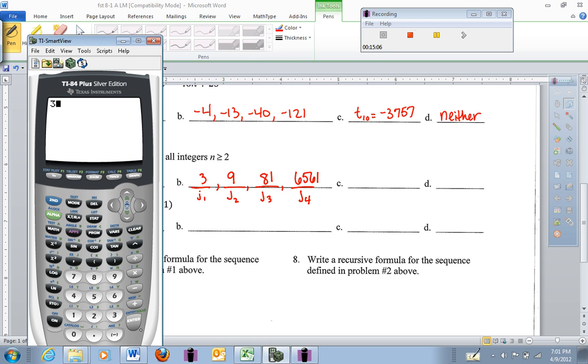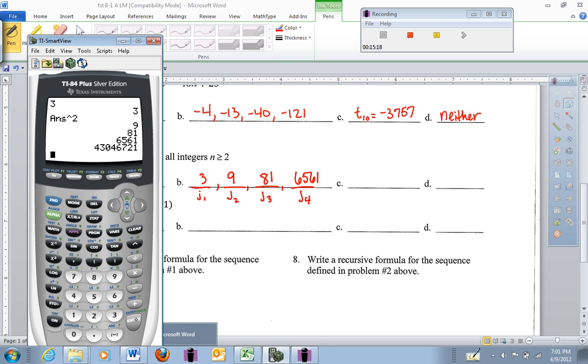Okay, I'm going to start with 3 and I'm going to hit enter. And then I want to take that answer and I want to square it. That's how I'm going to get 9 for the second term. If I square that, I'll get 81 for the third term. If I square that, I'll get 6,561 for the fourth term.